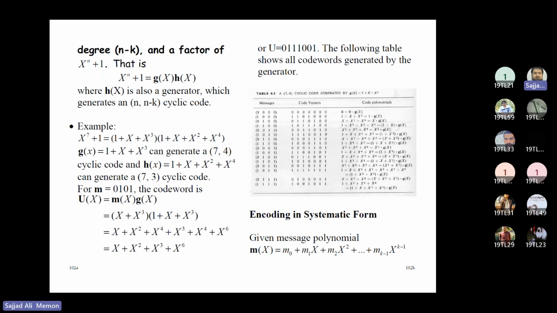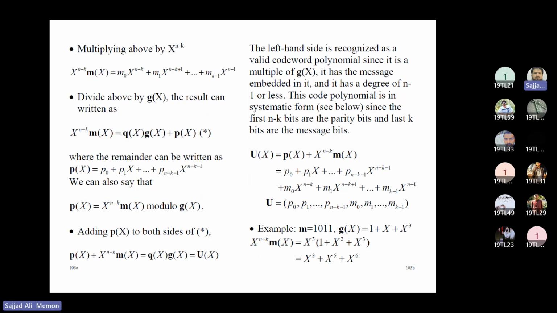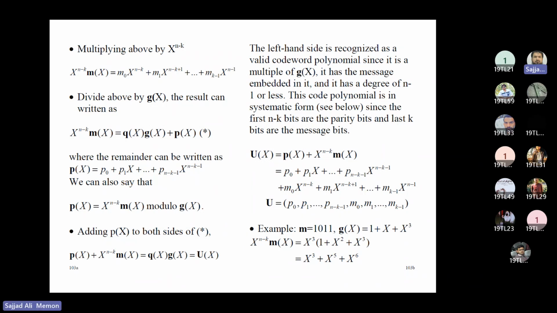Encoding in systematic form: we have to multiply m(x) first by x^(n-k), then divide it by g(x). The result can be written with the remainder in the form of p(x) first, and then we have the message. An example we can see here.